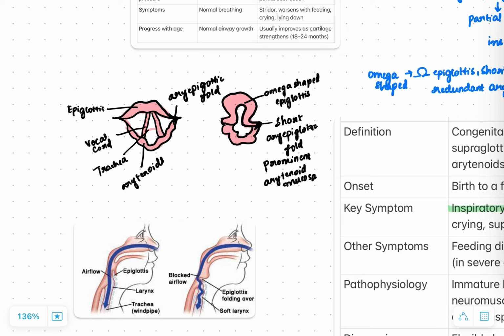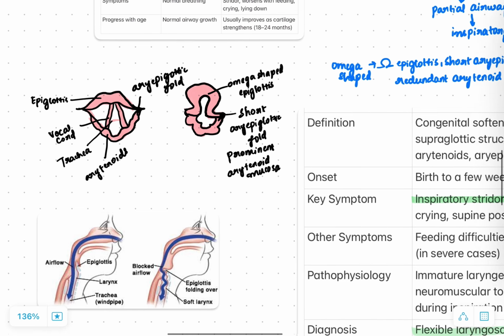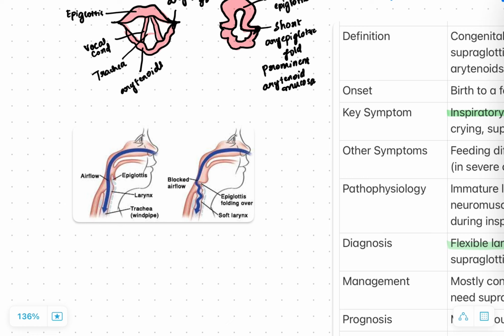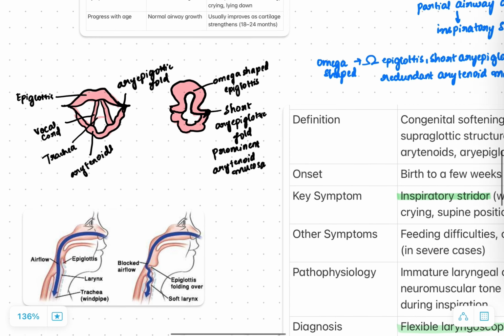In this picture we can see the normal epiglottis along with vocal cords, the arytenoids and the aryepiglottic fold. What happens in laryngomalacia is there is an omega shaped epiglottis along with short aryepiglottic folds and prominent arytenoid mucosa. Normally the airflow is normal whenever the structures are normal. Whenever there is laryngomalacia, we can see the epiglottis folding over the airway, blocking the airflow, and also there is a soft larynx.